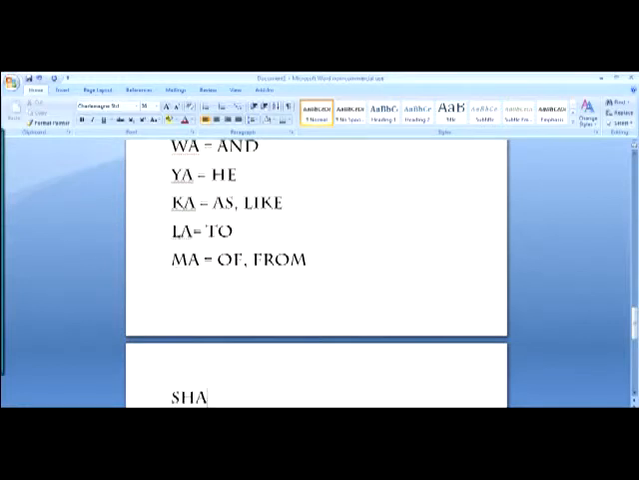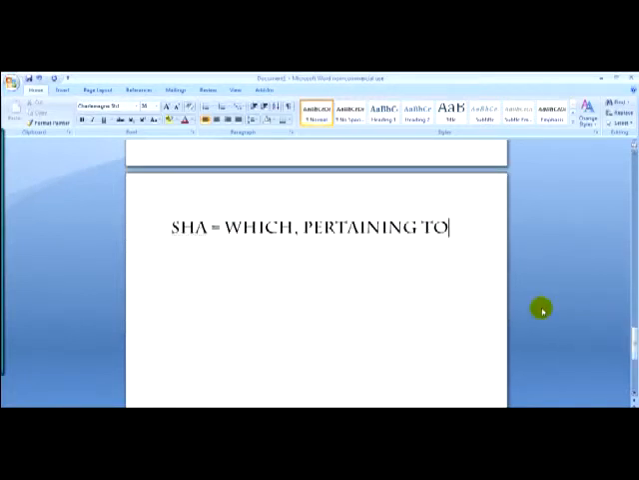Ma at the beginning of a word is "of" or "from." Sha at the beginning of a word is "which" or "pertaining to." Alright, and I'm gonna give you an example on that one. Sha is which or pertaining to. Now the word shemayim is a combination of two words if you split them up, sha and the mayim.